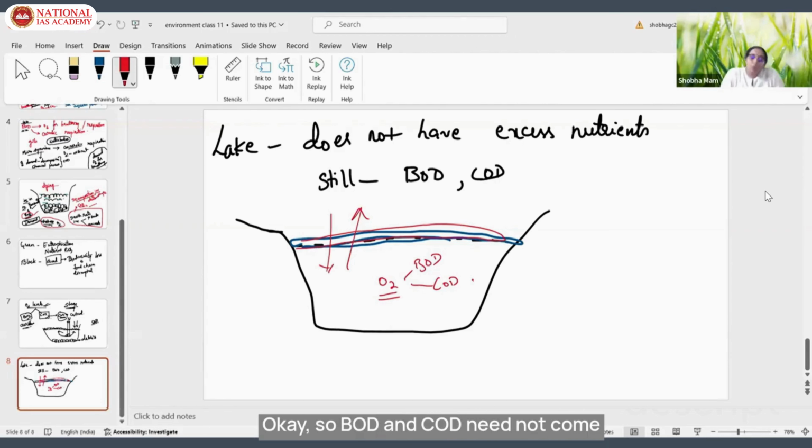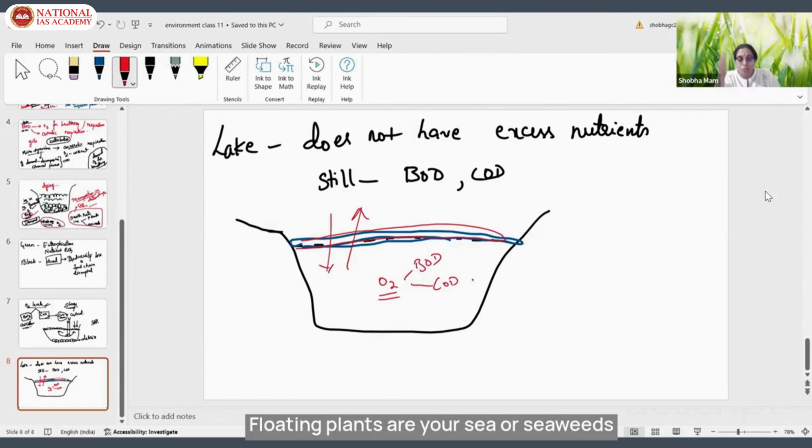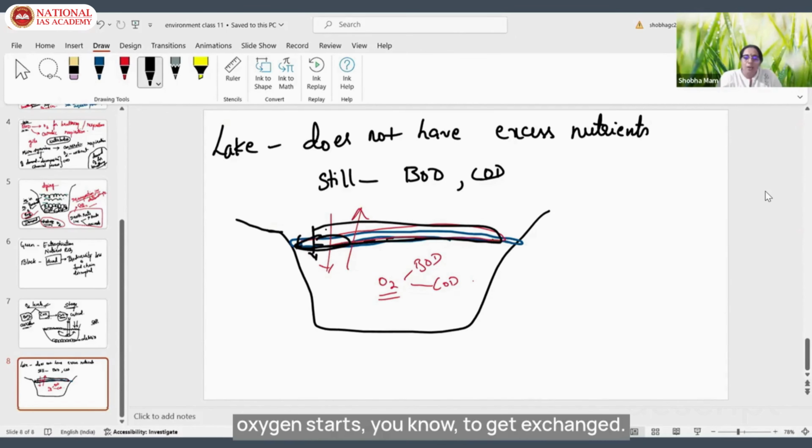So BOD and COD need not come only because of nutrient enrichment. It can also come when the top layer of the lake is covered by invasive alien species like floating plants, seaweeds, plastic pollution, or oil spill. Whenever your top layer is not cleared, it can lead to this. This is not a difficult problem. They bring in machines and clear the top layer. As they clear from one end, oxygen immediately starts getting exchanged, and gradually the lake becomes clear.